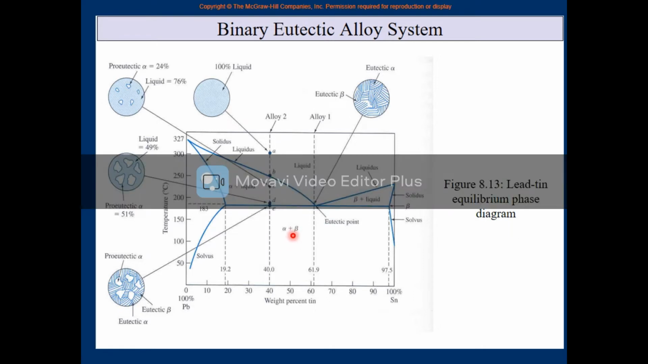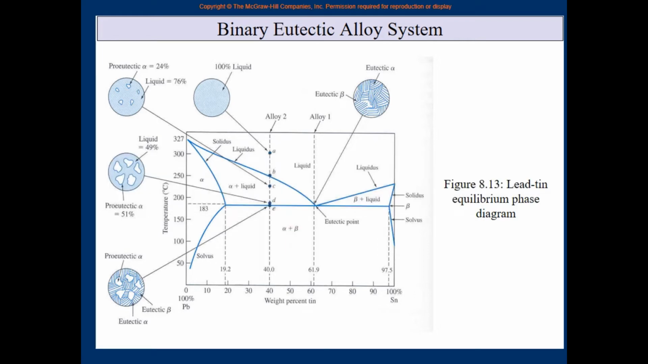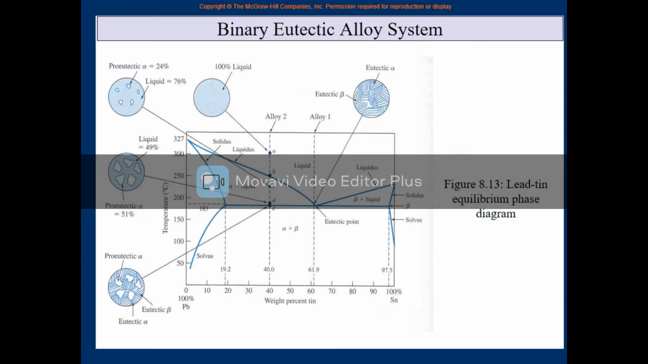Now, one thing which is very different in this diagram is this straight line. What is the difference? It is not isomorphous. Once it solidifies, there are two solid phases, alpha and beta. So it is a binary non-isomorphous alloy system, because when you cool it and it becomes completely solid, there are two solid phases, alpha and beta.